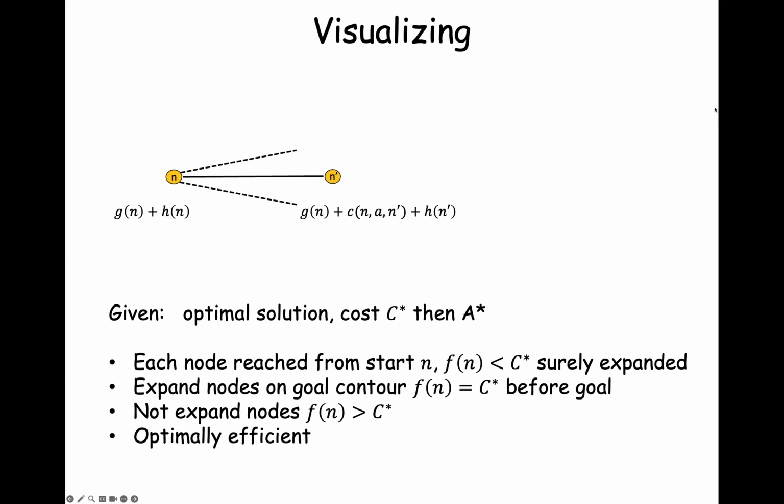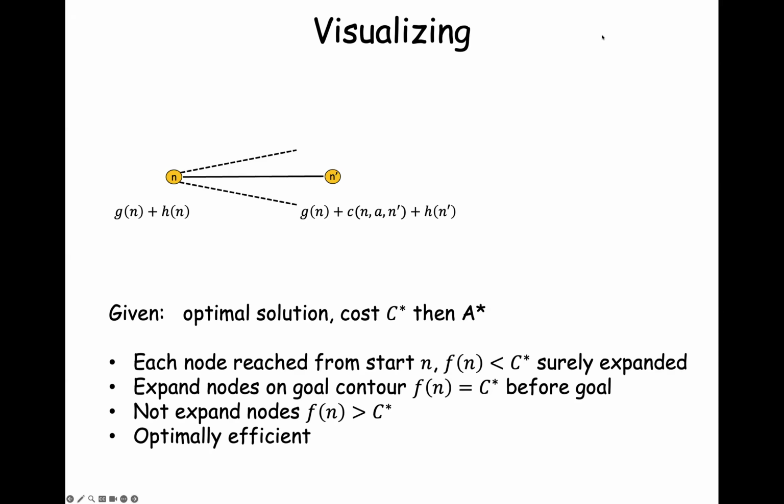And so nodes that are outside of the goal contour, they're not expanded. And so effectively, what this idea is expressing is that we're only going to search nodes that we need to get you to that optimal path cost. And we're going to ignore other nodes that are outside of that optimal path cost. So this means it's optimally efficient if we have a monotonic heuristic. Does that make sense?